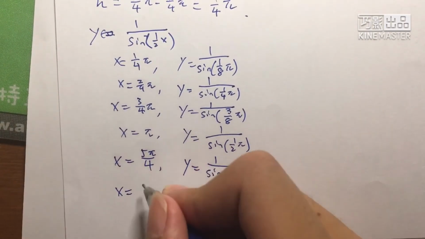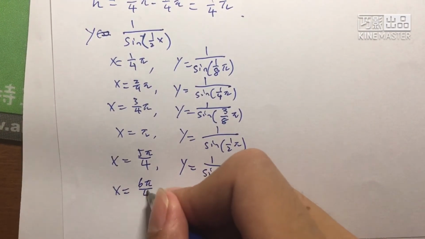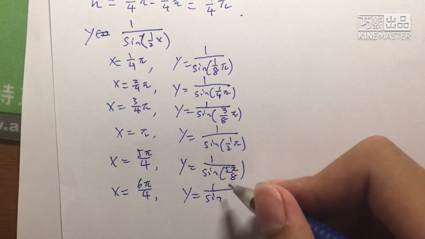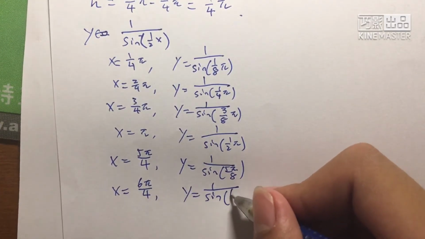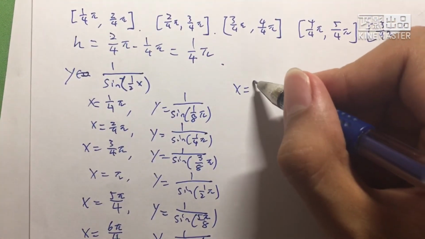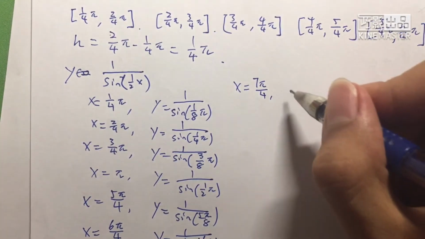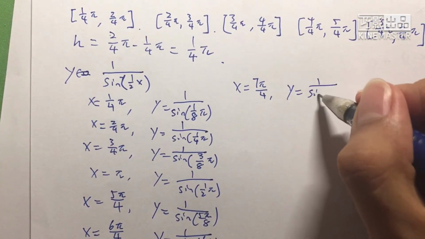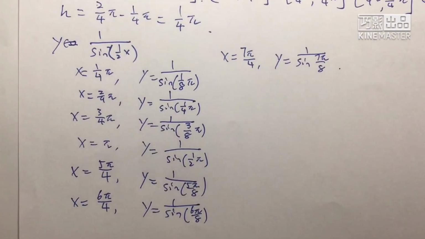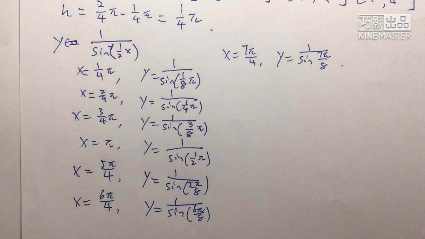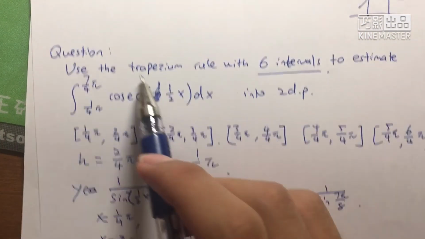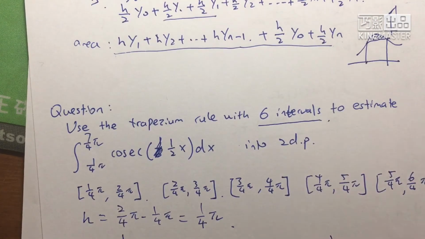And x equals 6 pi over 4, y equals 1 over sine 6 pi over 8. And for x equals 7 pi over 4, y equals 1 over sine 7 pi over 8. Okay, so now we obtained all seven values. And now we can apply this formula.